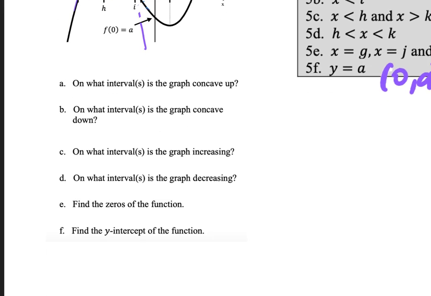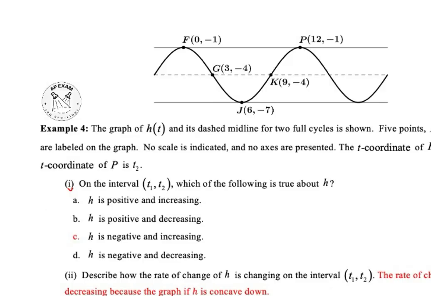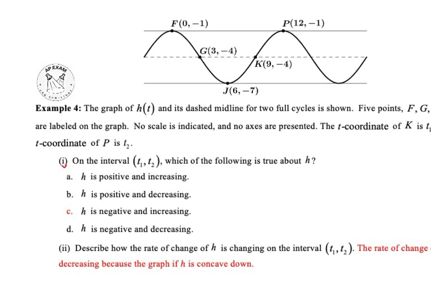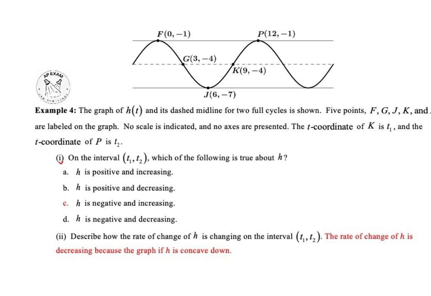All right, then this question, and I left off the answer for I, but hopefully you caught it. For the single I, it is C, it is negative and increasing, sorry. And then for the double I question, it should have been the rate of change was decreasing because the graph is concave down. Remember, you need both parts: that it's decreasing, and why it's decreasing is that it's concave down.